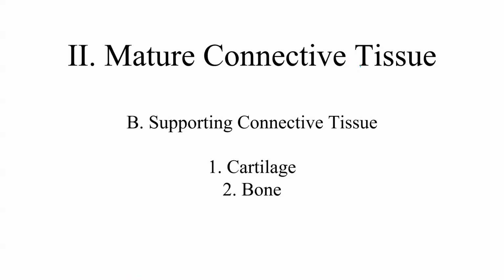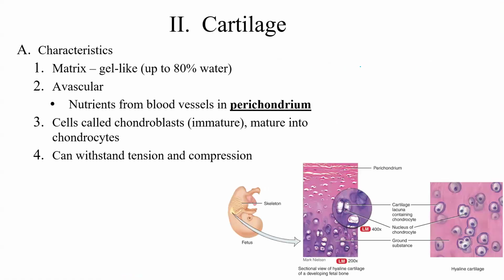All right. So we've done sort of the first connective tissue proper. Now we're going to these supporting connective tissue groups. We're going to talk about cartilage and bone here. Let's start with cartilage. And with cartilage, maybe you know this, maybe you don't know this. Its matrix is gel-like. It's mostly made up of water.